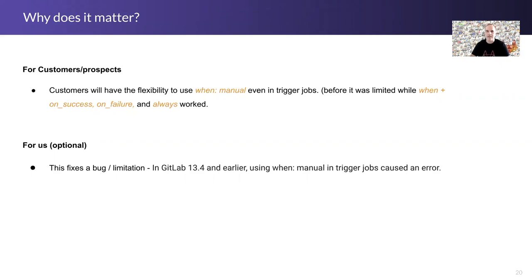Customers will have the flexibility to use when with a manual condition, even for trigger jobs. Before it was limited to when with on success, on failure, and always, but for some reason it wasn't possible for manual. And for us, we are fixing some limitation or bug, and now we are not limiting when to specific cases, and we allow when with all options like we do have with other jobs.